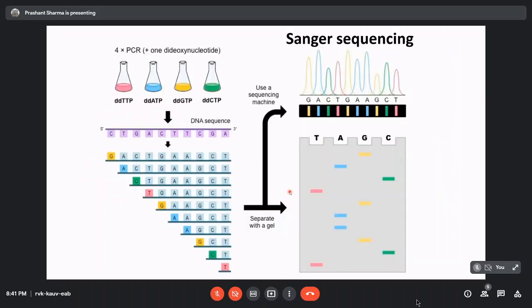More and more labs are now using Sanger sequencing. This is a chain termination kind of reaction where, in addition to the deoxynucleotides, we add differently labeled dideoxynucleotides as well.